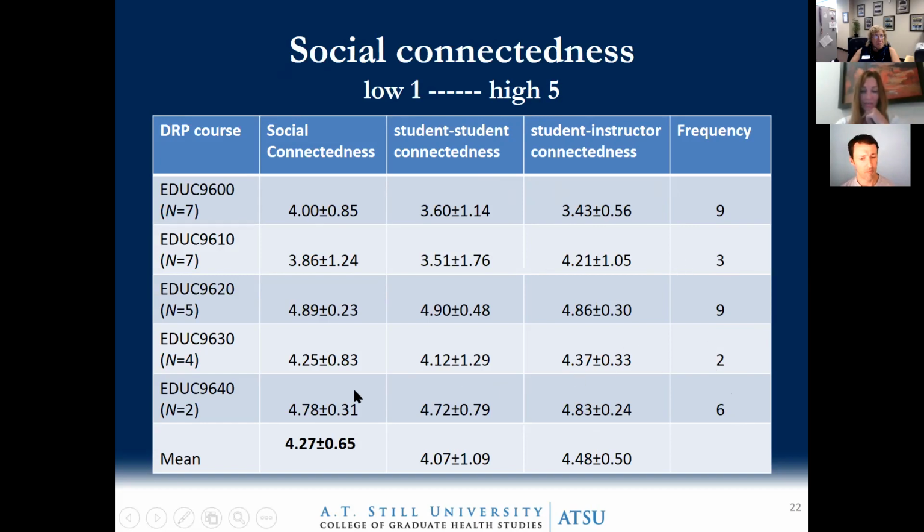As you can see, overall social connectedness was high, and social connectedness with the instructor was a little higher than it was with other students. The Mann-Whitney U revealed a marginally significant difference between courses with a high frequency of online discussion forums and courses with a low frequency of online discussion forums, with social connectedness being higher in the courses with more discussions than in courses with fewer discussions. Surprise, surprise, right?